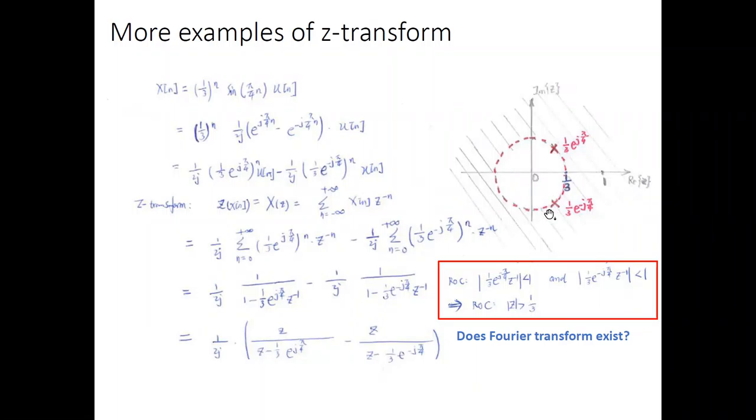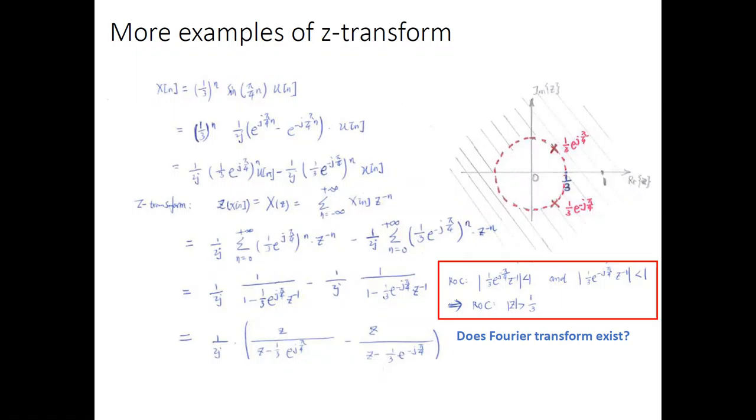We can plot these two points on the z plane. So 1 over 3 exponential j pi divided by 4 has magnitude 1 over 3, so it lies on the circle whose radius is 1 over 3. The angle is pi divided by 4, so 45 degrees, right? 45 degrees counted from the positive horizontal axis. And its complex conjugate has the same magnitude 1 over 3, and the angle is minus pi divided by 4, so it's counted clockwise from the horizontal axis. So these two points on the z plane are symmetric over the horizontal axis. They are called the complex conjugates of each other. And they both lie on the dashed red circle with radius 1 over 3. And the region of convergence, z magnitude larger than 1 over 3, is the shaded area outside this circle.